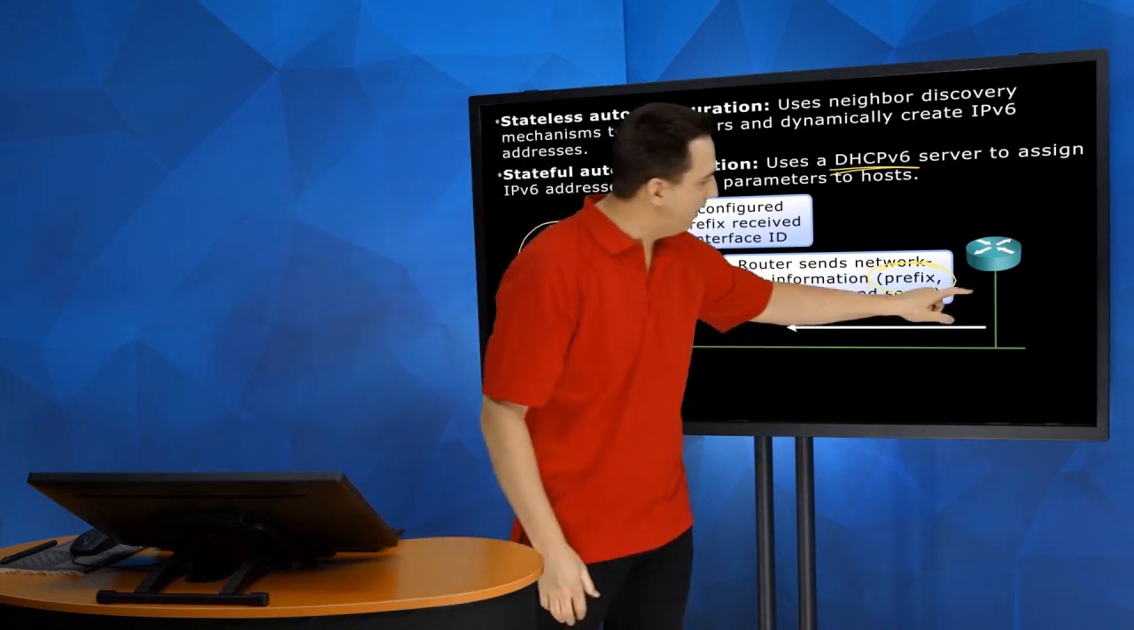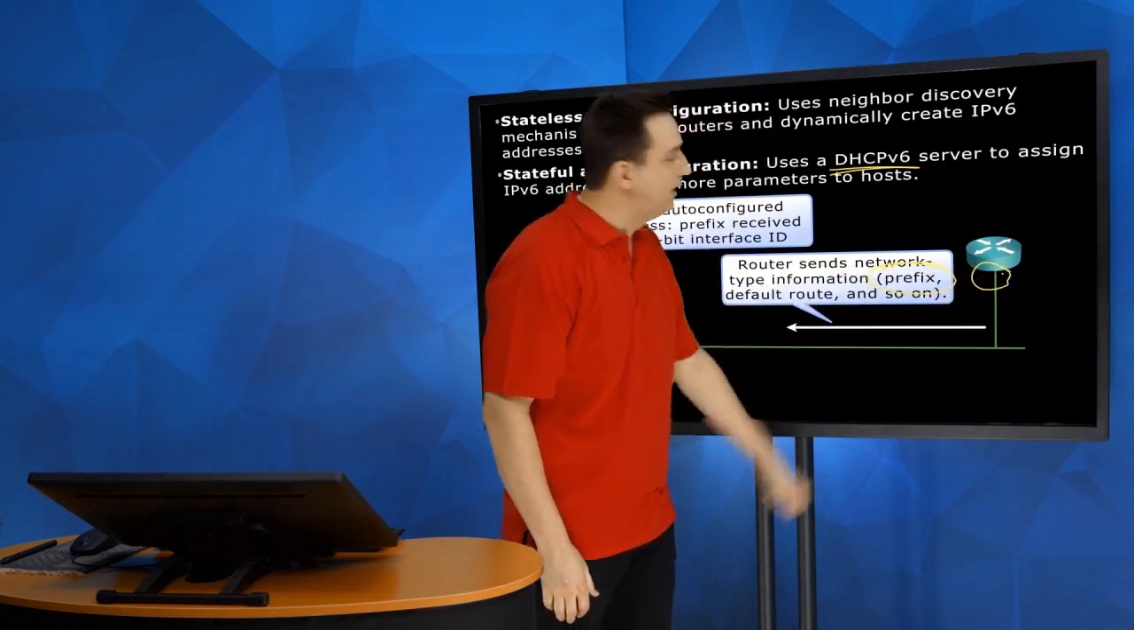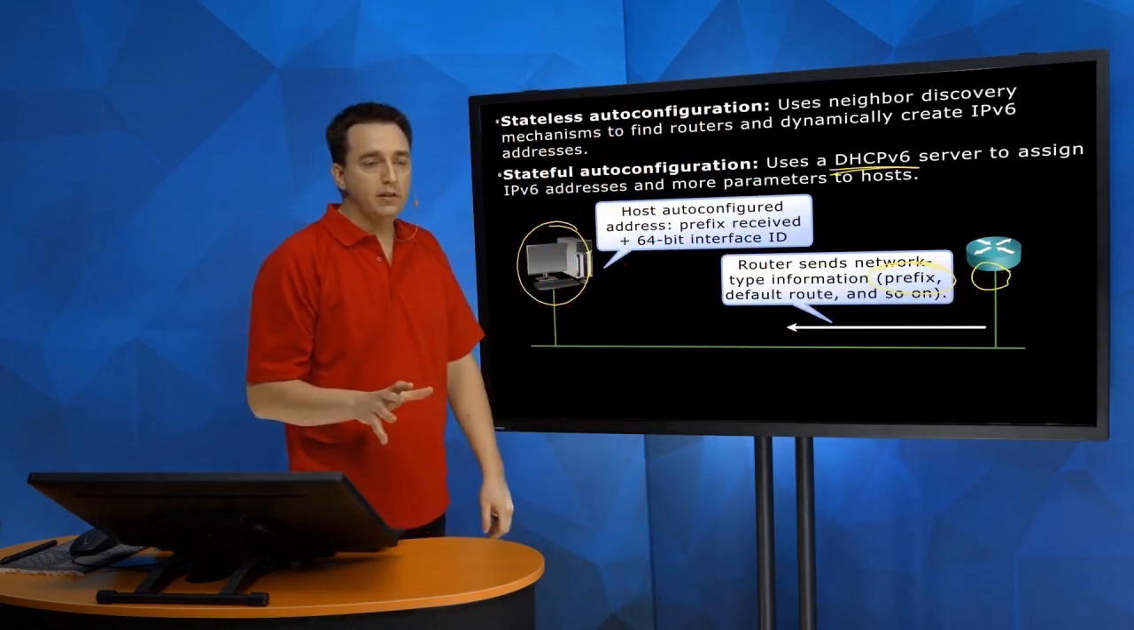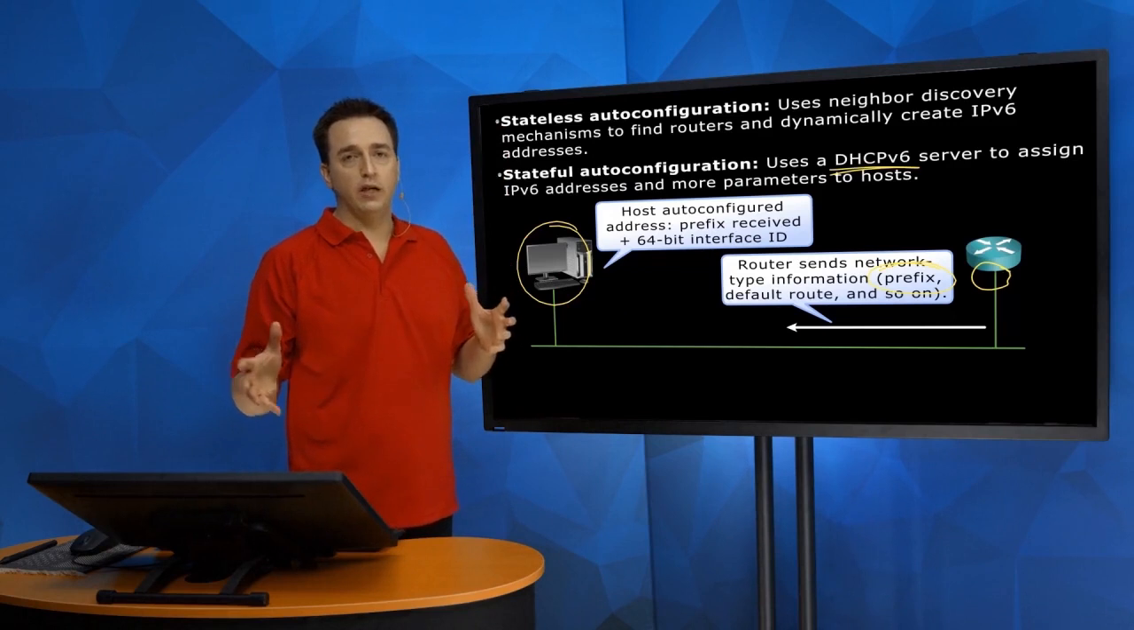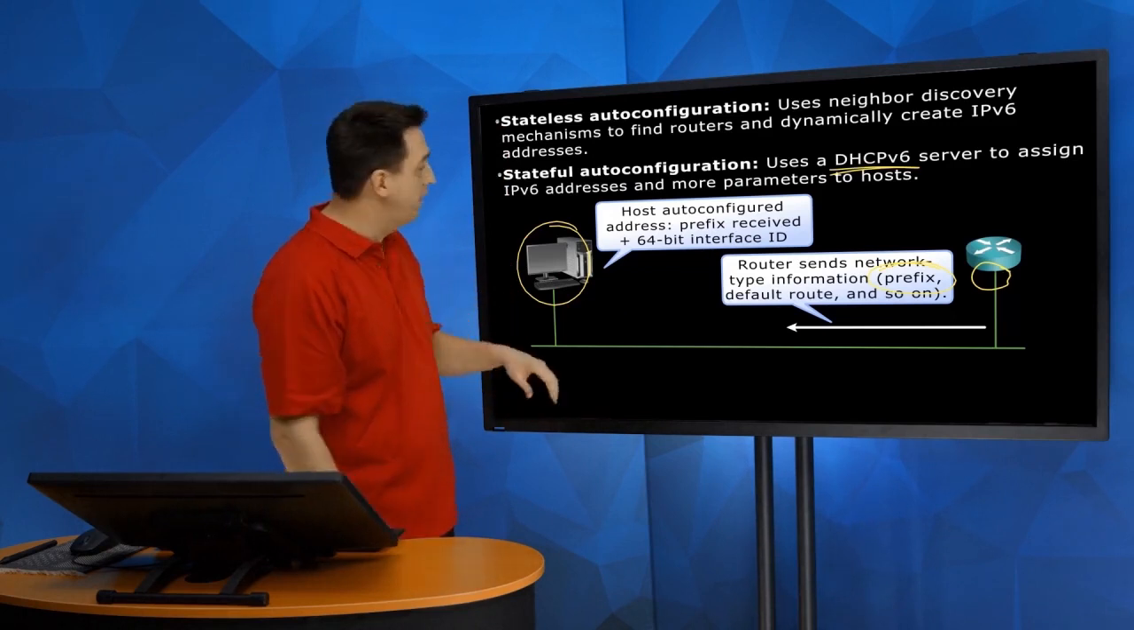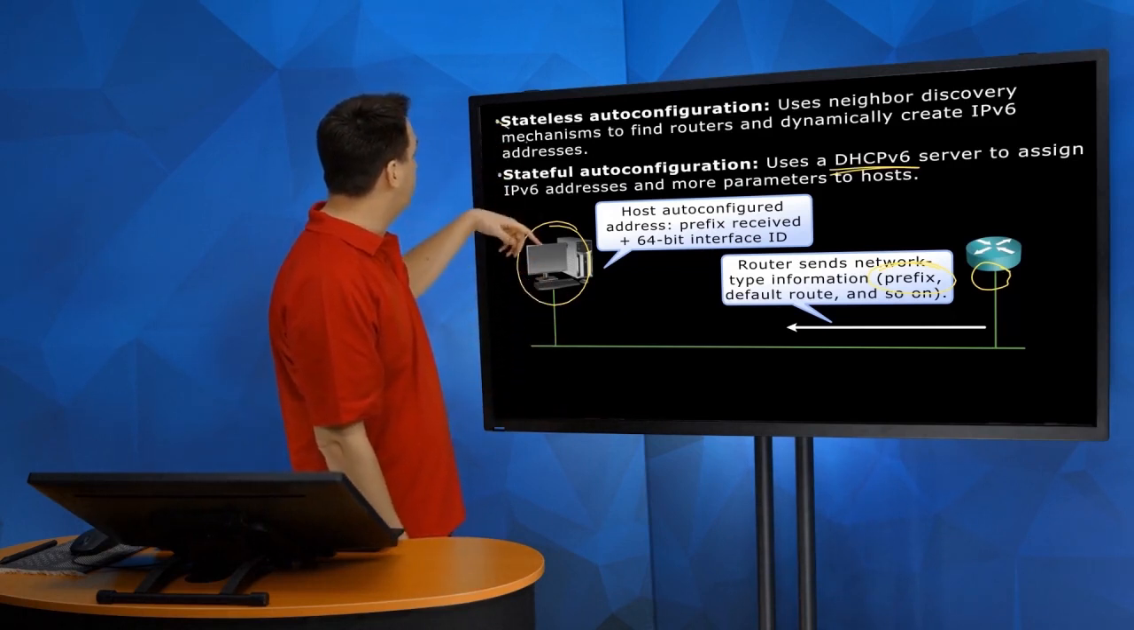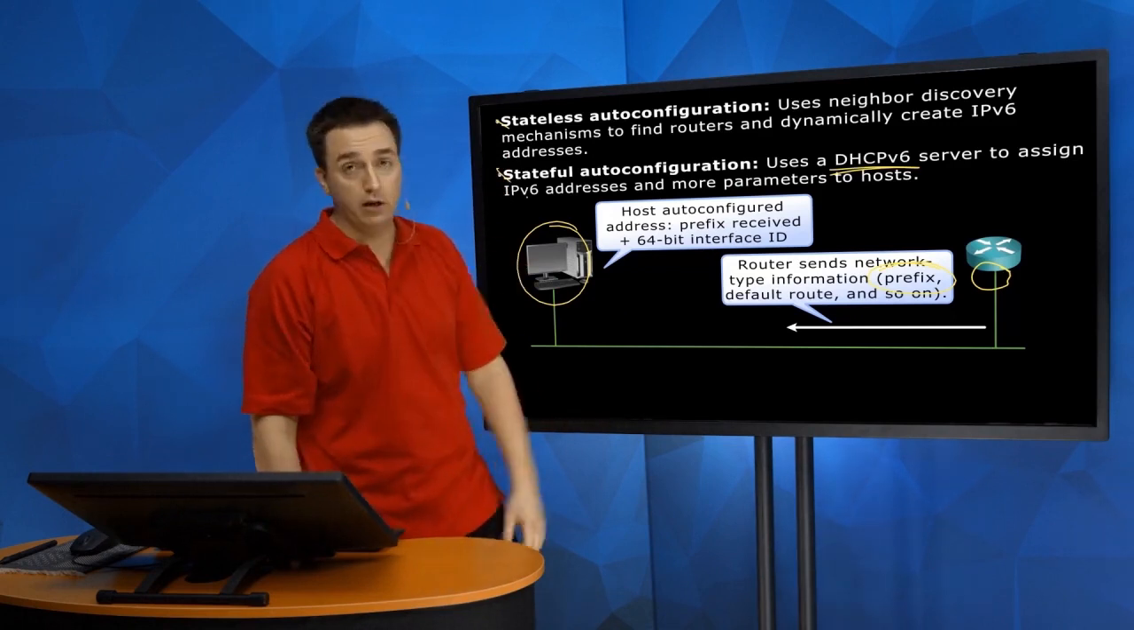So a lot of different addressing options for IPv6. Typically, we are going to statically configure our router interfaces. If we don't want to come up with the interface portion ourselves, we'll use EUI64 for that. But for our clients, a combination of stateless auto configuration and probably stateful auto configuration as well.